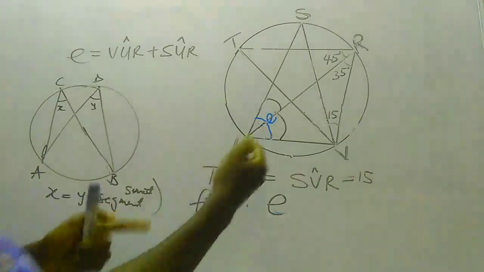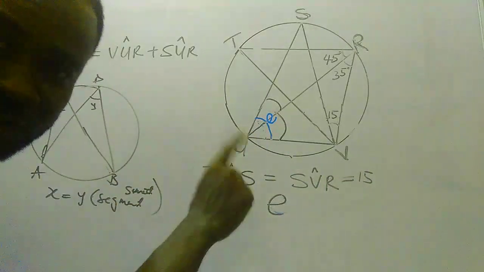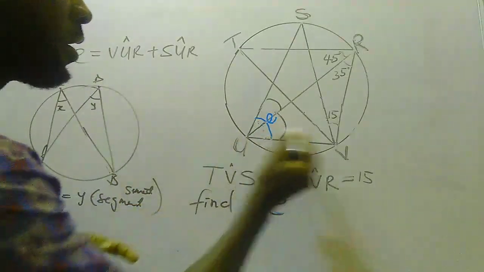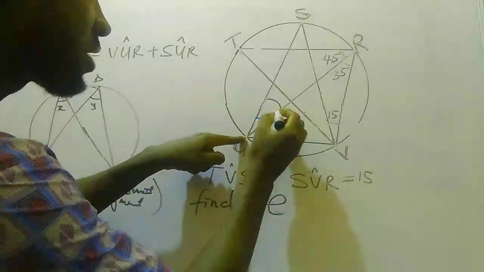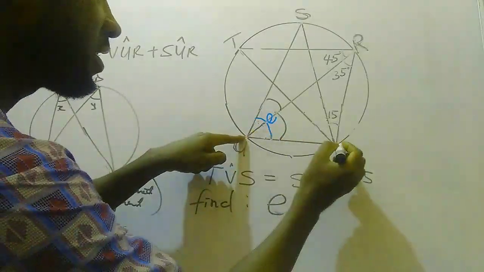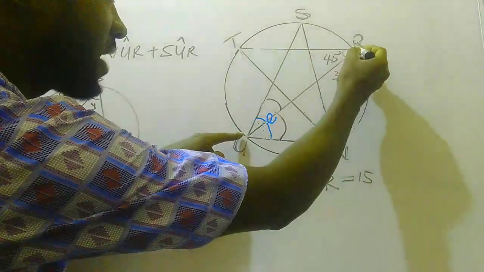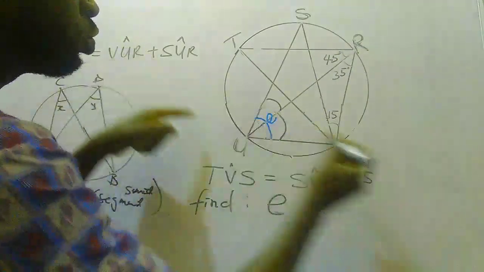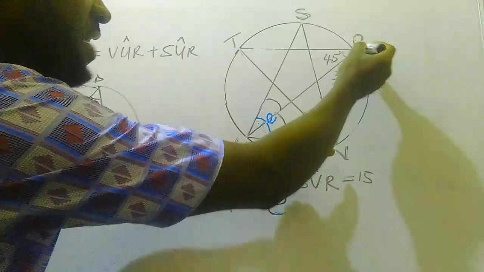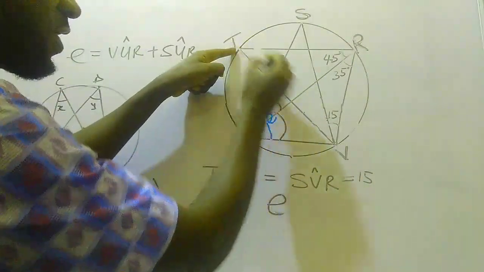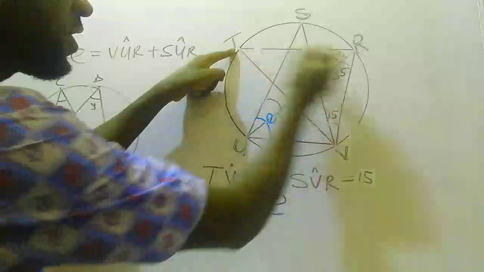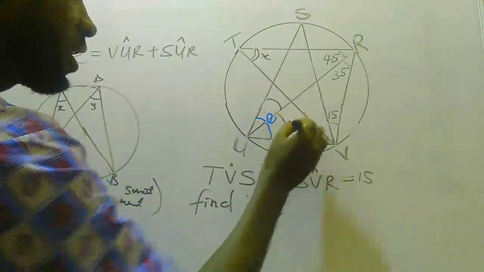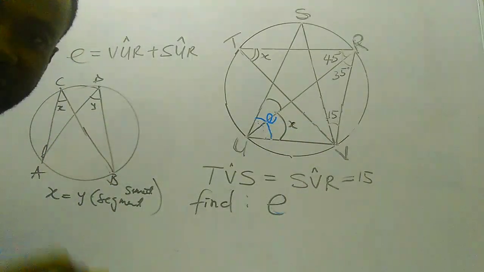Now let's check this. Remember I told you that we have two angles that make up this angle E. We have this angle VUR. Let's check the two lines that make up this first part. Follow this line, it lands in V. Follow this line, it lands in R, which means this angle VUR should be equal to another angle that this arc sustains. Follow this angle T, it lands in V. Follow this angle T, it lands in R, which means this angle here and this angle here should be equal. They are angles on the same segment.